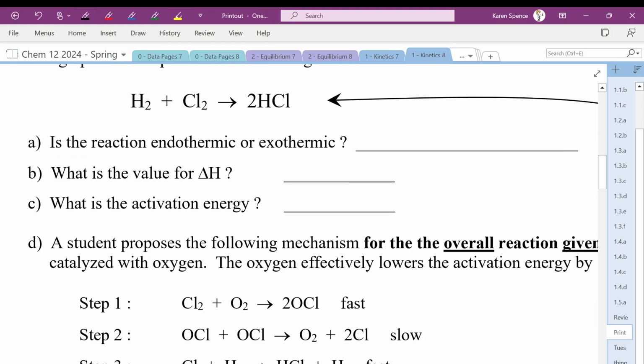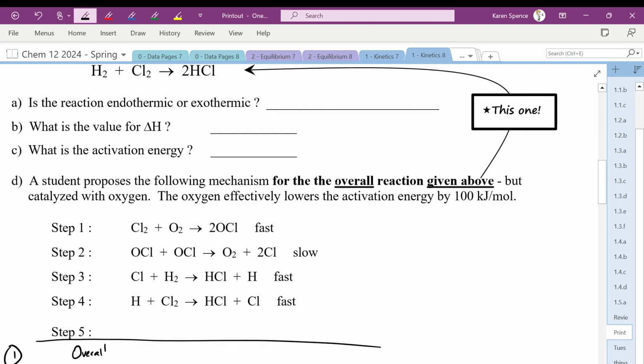Well, I look up here and I say my overall reaction is given above this one. I follow the arrow and there it is. So that is H2 plus Cl2 gives 2HCl. So that's the first thing, write the overall reaction. Second, you're going to, yes, oh, yes, it is 2HCl. Thank you. That's important.